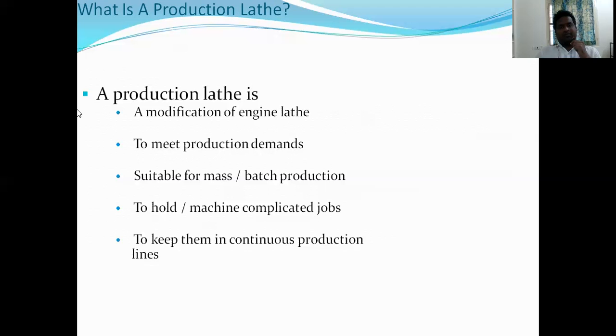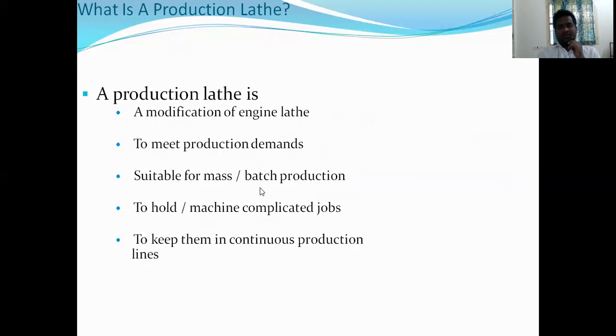And workpiece loading and unloading and tool holding and unloading are very time-taking processes. That's why we are giving some modifications on the engine lathe. After giving these modifications, production increases. So the engine lathe is modified to meet our production demands, and it is also suitable for mass and batch production. So the production lathe is suitable for mass and batch production.